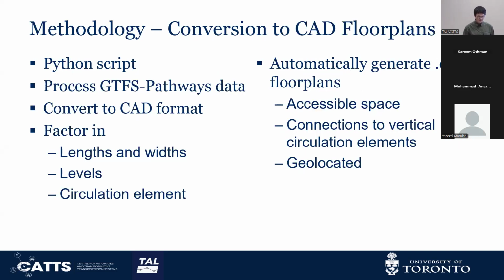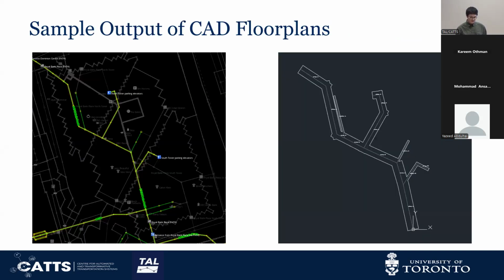After the conversion to GTFS pathways, another thing we did was develop a tool to automatically generate CAD-based floor plans from the GTFS dimensions as an input. This can be used for pedestrian flow analysis. We see an example here. This is an example section of the PATH. On the left, we have the raw OSM data, and to the right, we have the floor plan. We'll see this a bit later again.